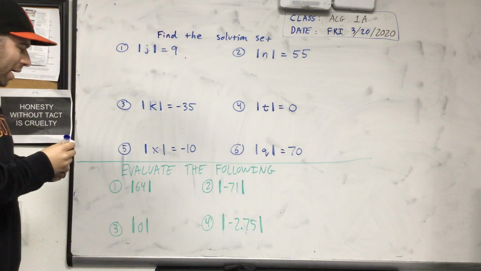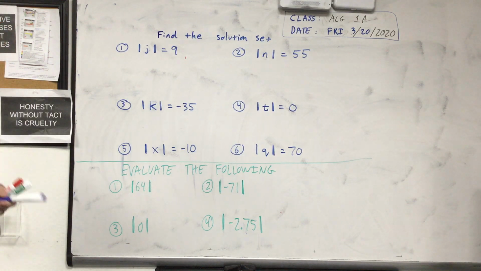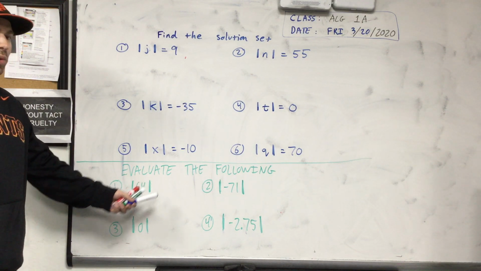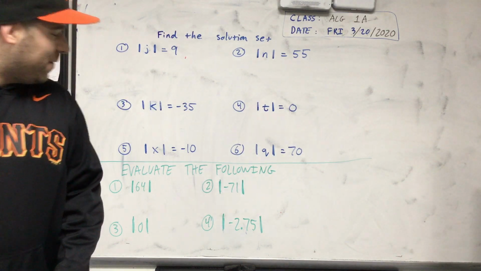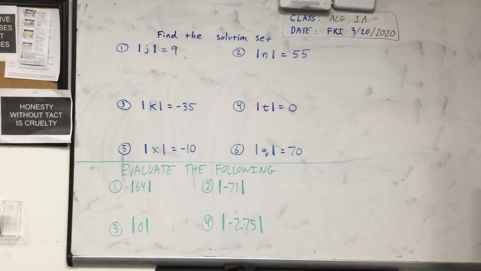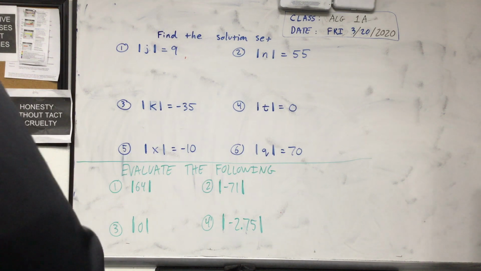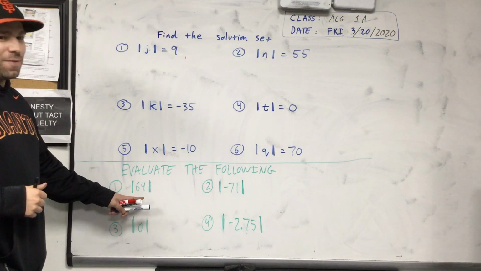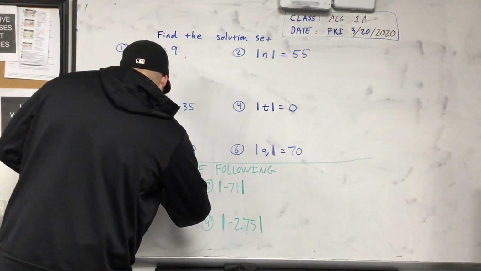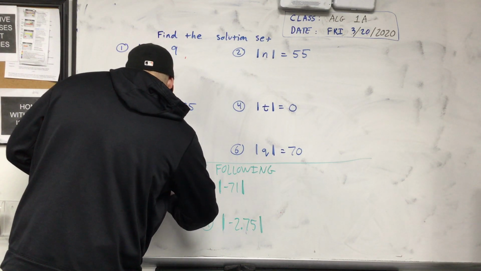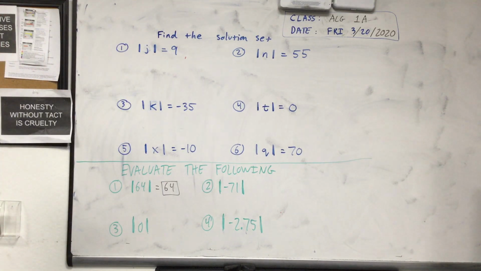All right, I'm going to start at the bottom since it doesn't require that much space. So let's evaluate the following before we do the find the solution set part. So let's evaluate the absolute value of 64. Remember, if there's a number inside the bars, it just asks me how far is 64 from 0. 64 steps forward is just 64 steps. So the absolute value of 64 is in fact 64.